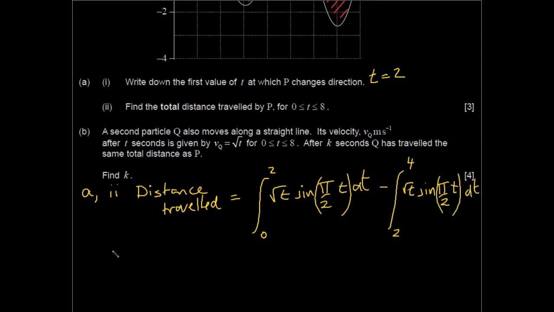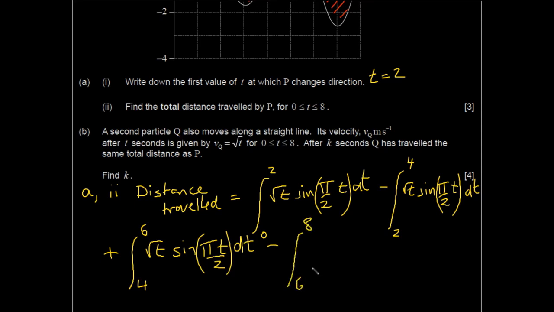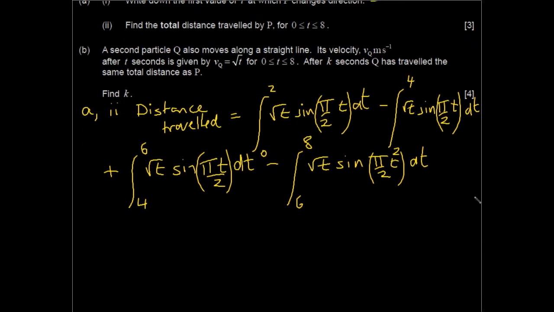Then I would need to add the next region because that will be positive, which is between 6 and 4. And then finally subtract the last one because that would be negative, that would be between 8 and 6. Okay, if you stick all that into your graphical calculator, then that should give you the distance travelled is 9.65, I believe. Move on to part B.